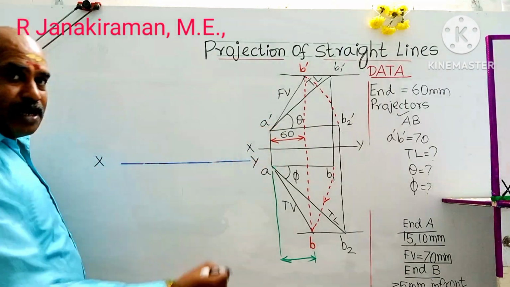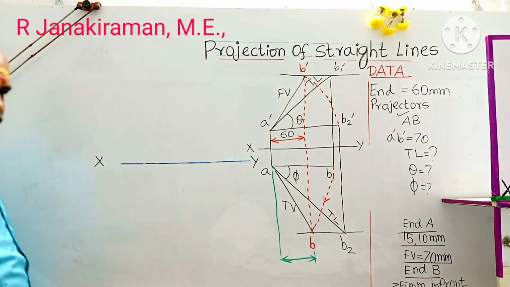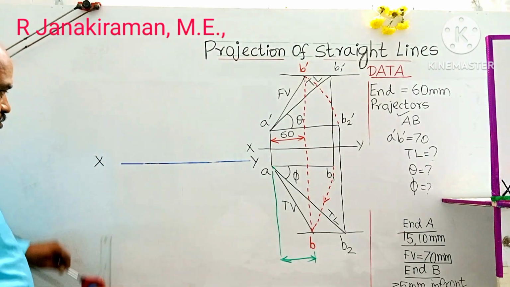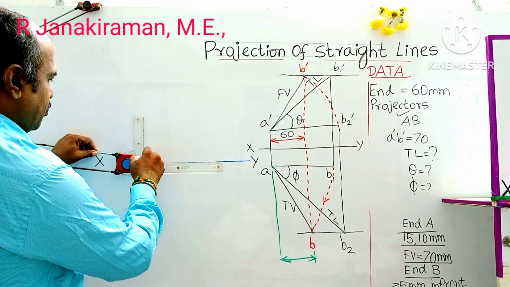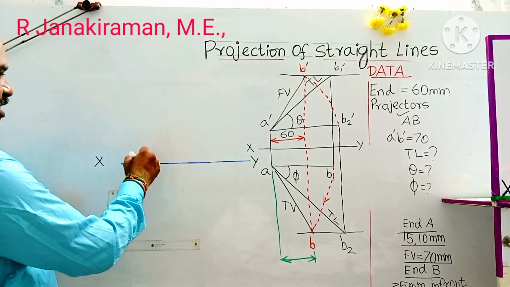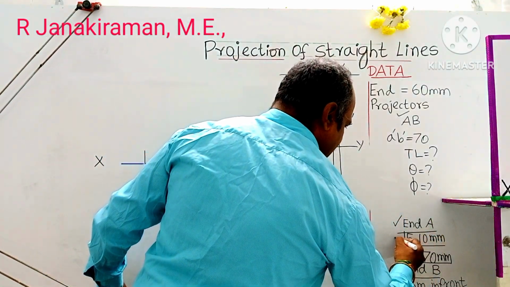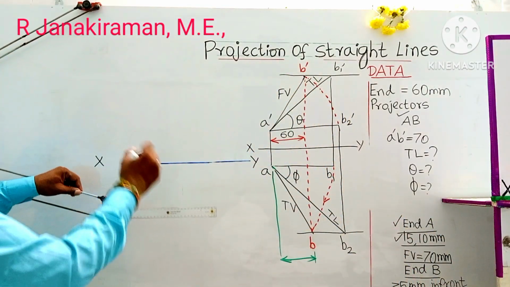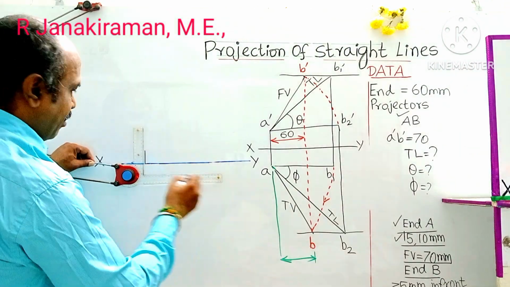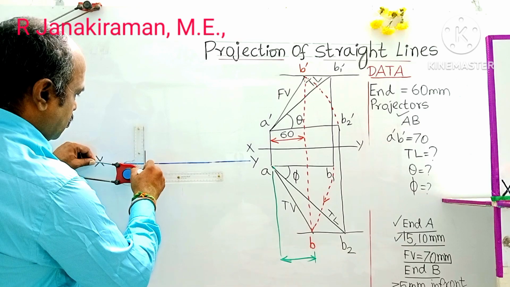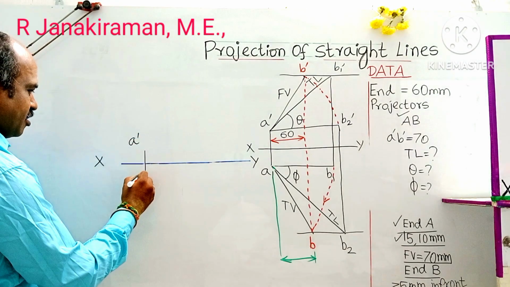Now the location of point A: above HP is 15 mm, and in front distance is 10 mm. 15 mm will come above the XY line. So from the horizontal XY line, mark a height of 15 mm above HP, and the in front distance will come below the XY line, which is 10 mm. On the same projection line downward, mark a height of 10 mm below the XY line. The end points are marked: this corresponds to A dash, and this is A.